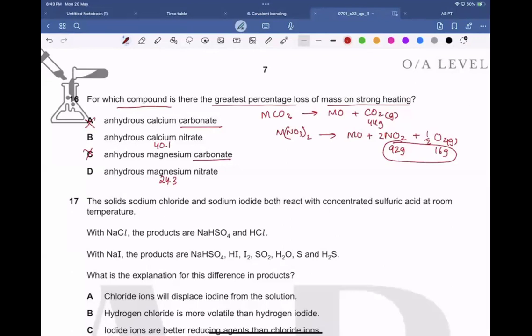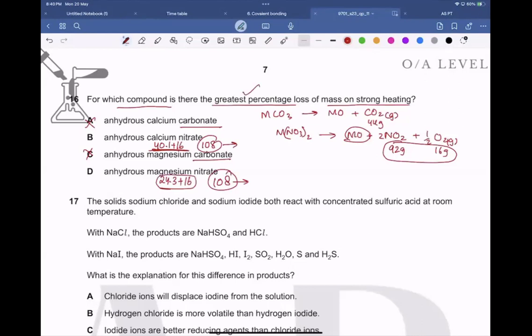Yes, sometimes. 92 and 16 is 108. So 108 is lost from 14 plus 16 because it's calcium oxide, right? And here 24.16 is left and 108 is left. This is the mass of solid which is left, and this is the mass which is lost. So in both the mass loss is 108, but here the leftover mass is less.